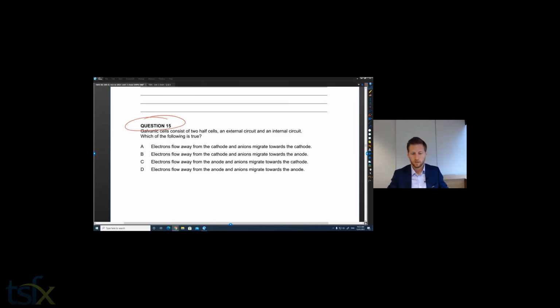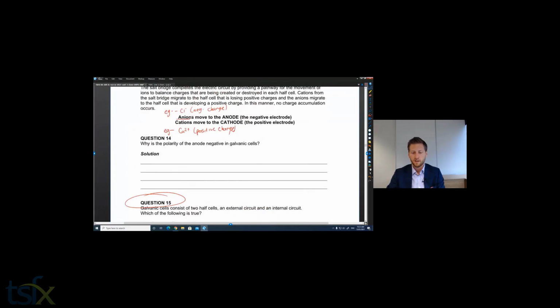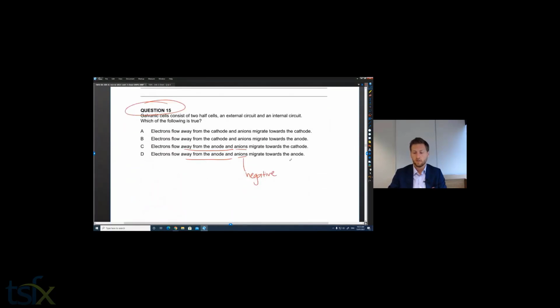Question 15. Galvanic cells consist of two half cells, an external circuit and an internal circuit, which is true. We're all 50-50, 46-48, 47-47. So electrons flow away from the anode and anions migrate towards the cathode. That's both true. And anions, remember, they're negatively charged. So it was just up above. Anions move to the anode and cations move to the cathode. So C and C, anions and anode. So therefore the answer is D.